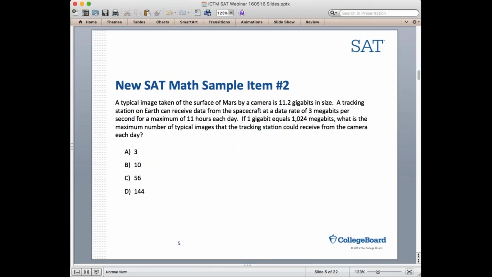The second item is now hopefully on your screen, and it may provoke some of the same thoughts. It may also make you think some other things. So I'll give you a minute again to put your thoughts about this sample item number 2 into the questions dialog box.